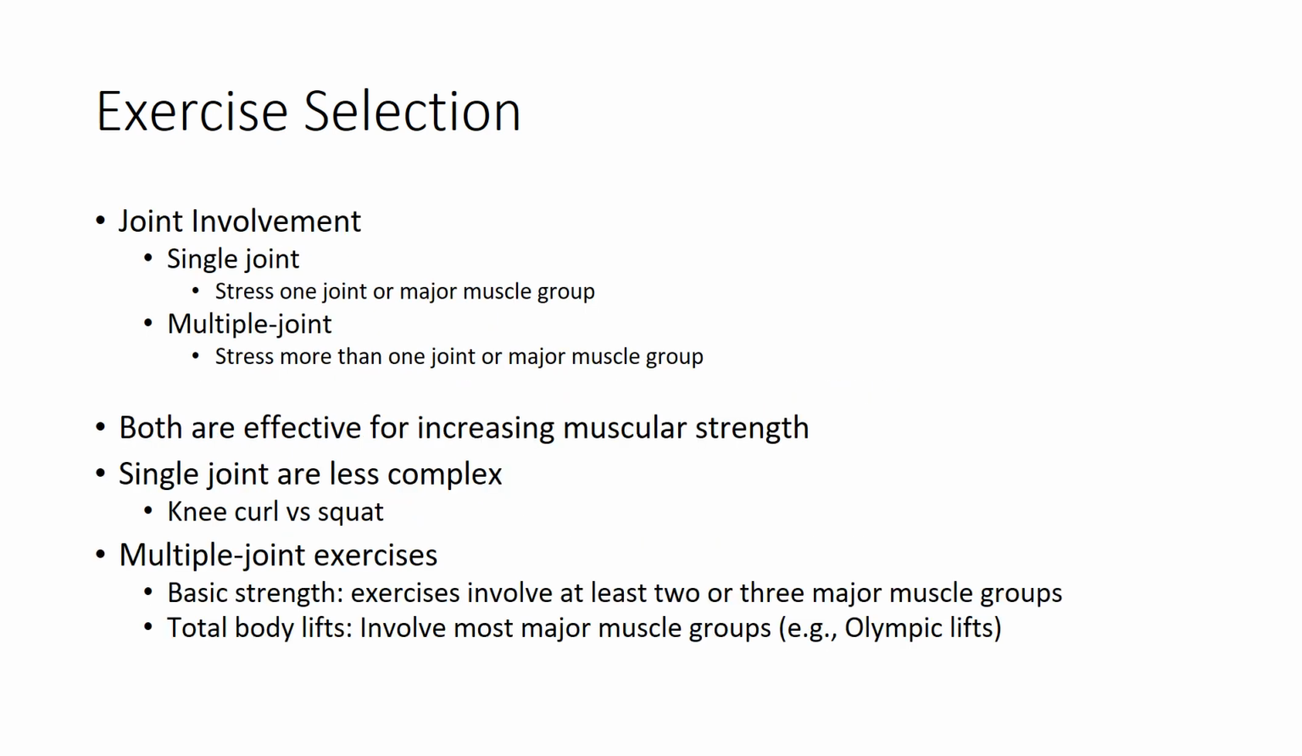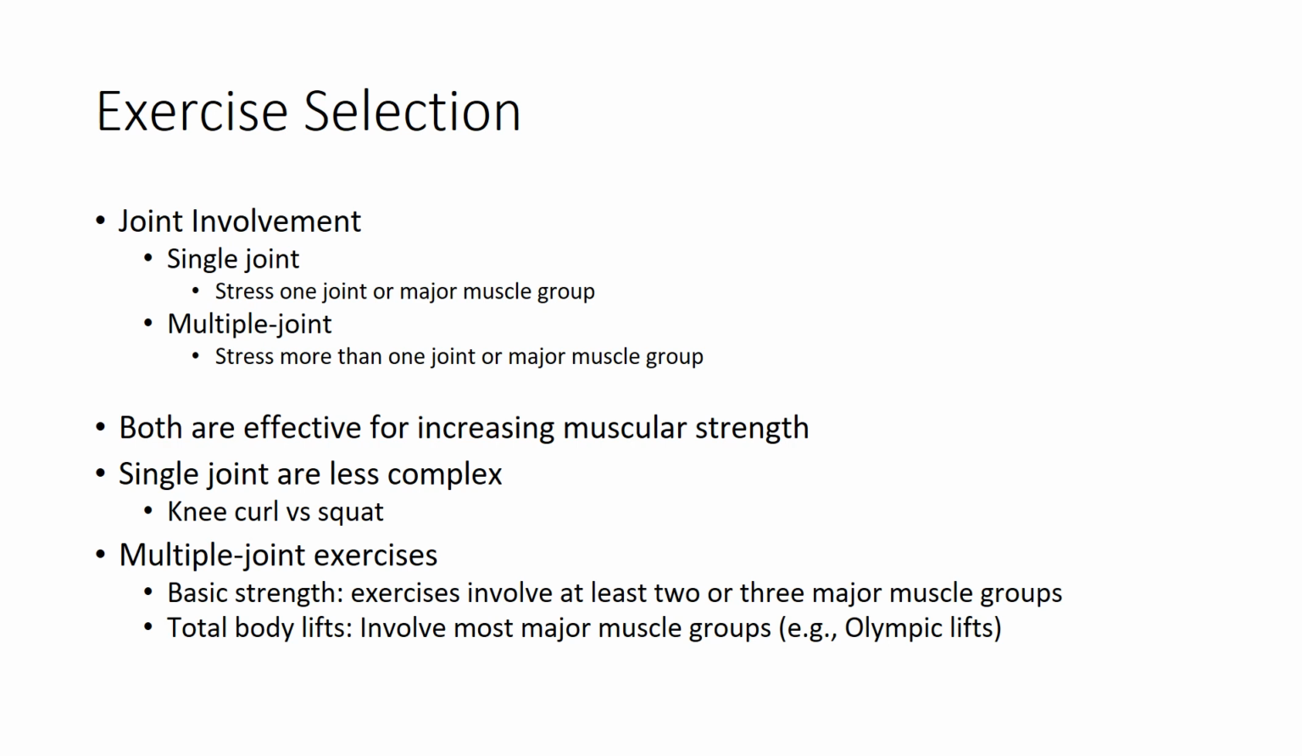When we look at the joint involvement within the exercise, whether it's a single joint or a multi-joint exercise, both are effective for increasing muscular strength. Even though single joint exercises are primarily applied for injury prevention and rehabilitation, there is a possibility that they can transition into an increase in performance. But single joint exercises are less complex. Compare, say, the knee curl to the squat: for the knee curl, you don't need that much practice or skill. But with the squat, there is a lot more skill involved, such as keeping your balance, the coordination of it, and so forth.